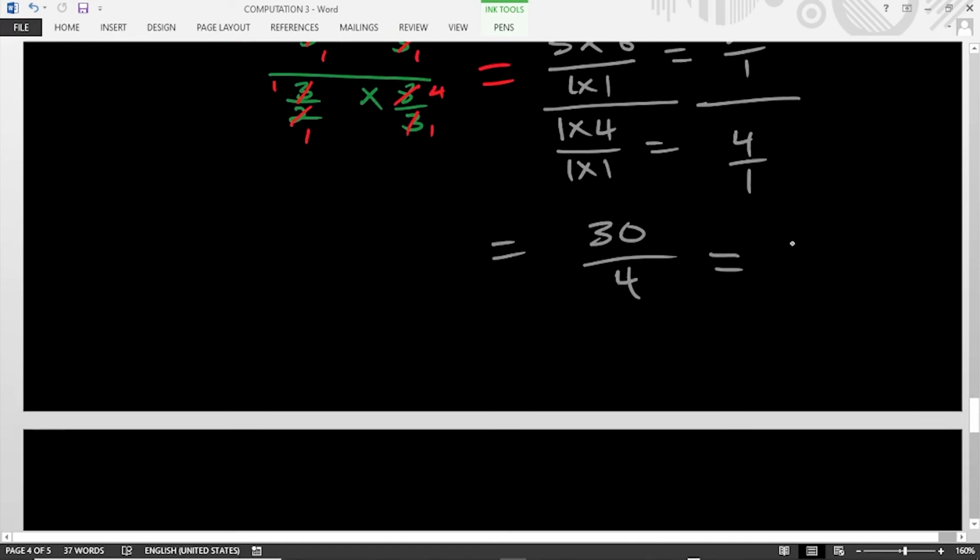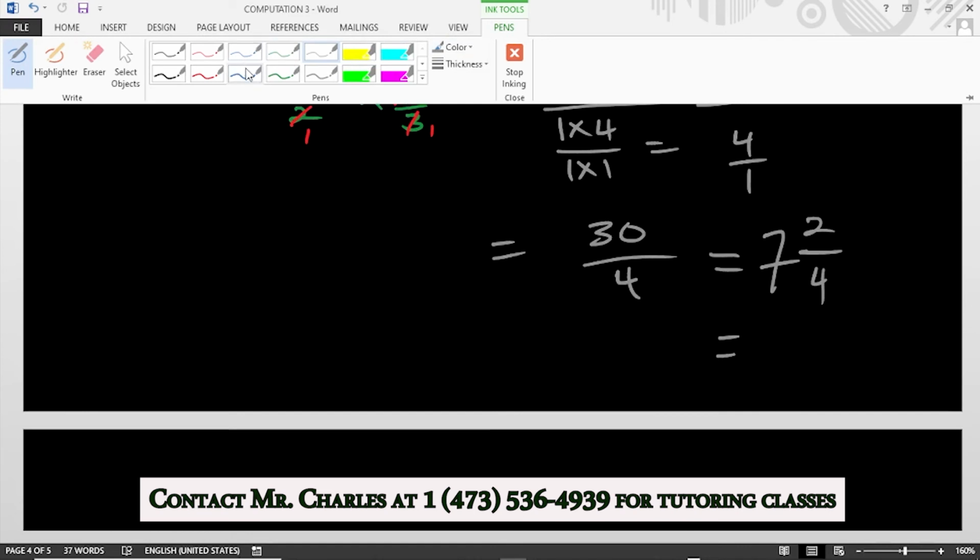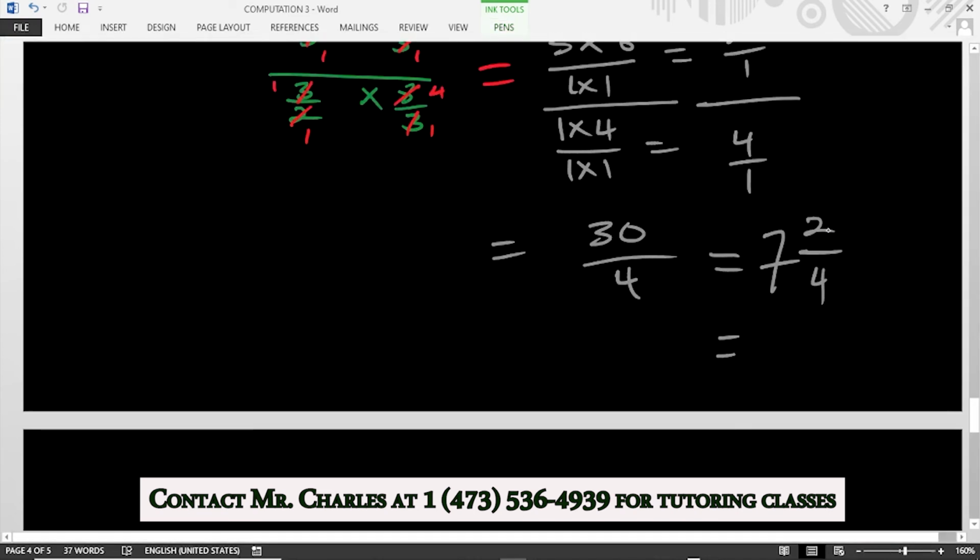So 4 into 30 is 7, because 4 7s are 28, remainder 2 over 4. We can simplify the 2 over 4, because 2 is a factor of 4 actually, so 2 into 2, right, 1, and 2 into 4 is 2, so 7 and a half is our answer.